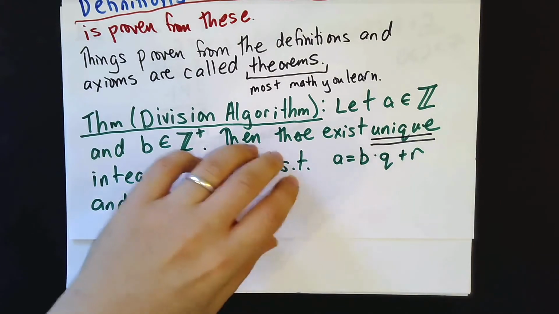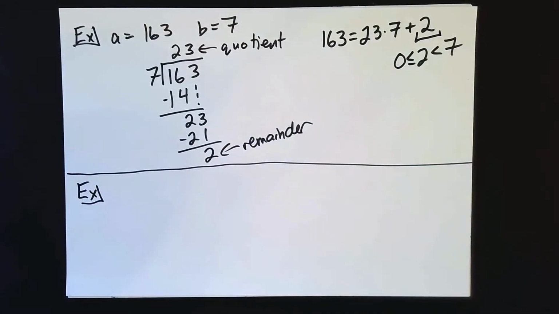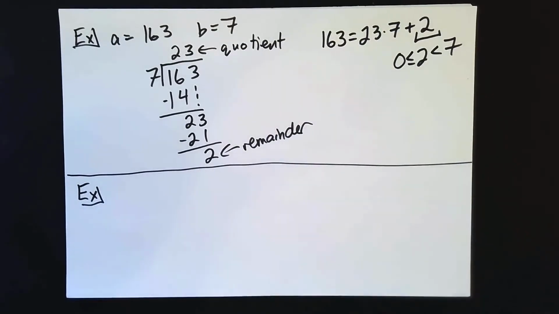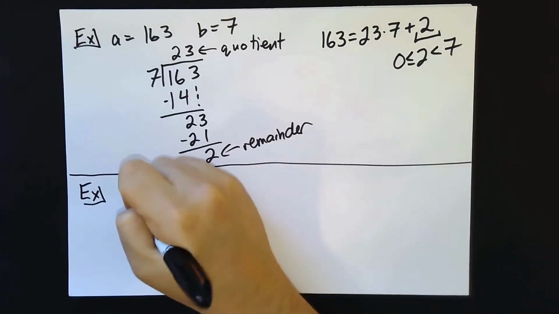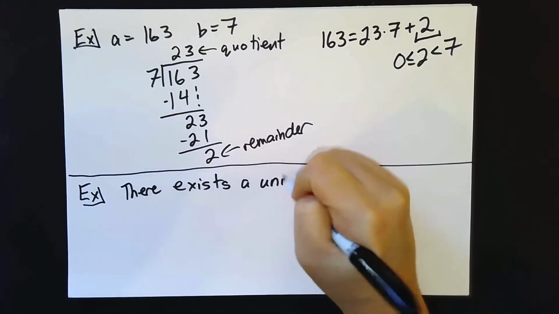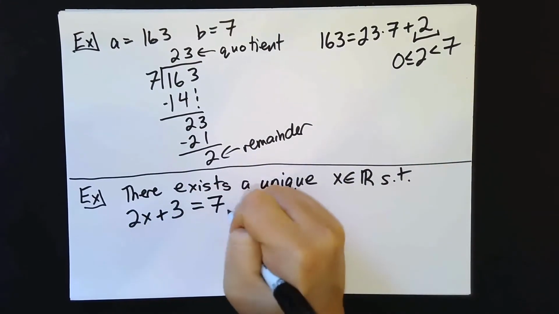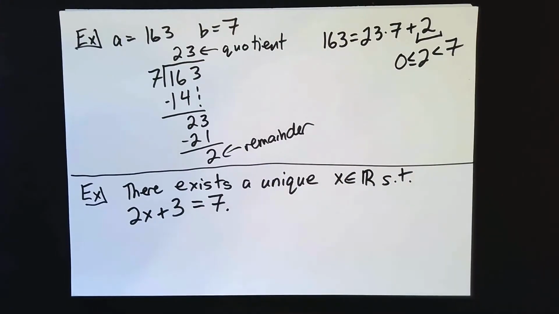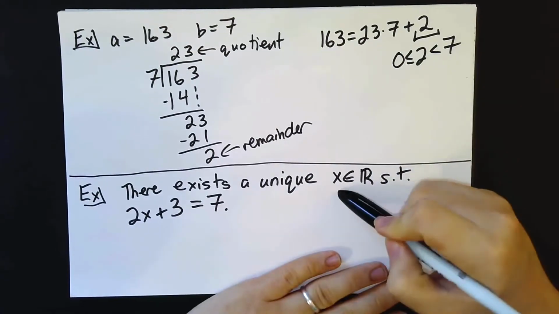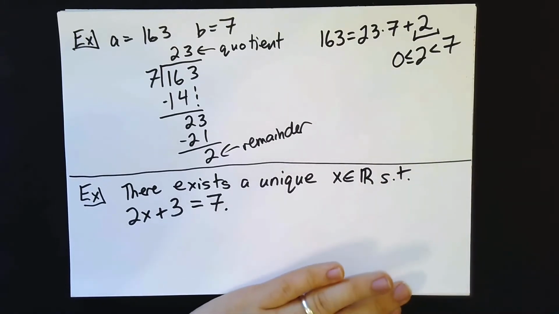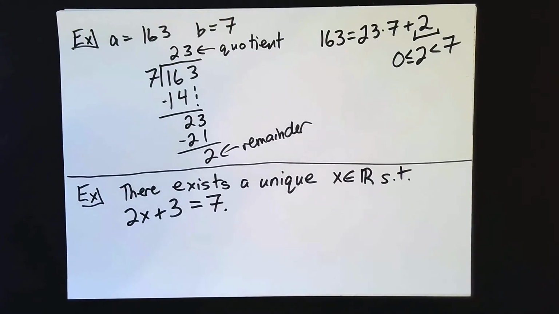Before we leap back into more applications of the division algorithm, and I explain why exactly it is that we're talking about it right now, let me give you an example of a there exists a unique statement that you've probably seen before. So here's a true statement that uses this there exists a unique quantifier. Namely, there exists a unique real number x such that 2x plus 3 is 7. And I want to think about how you would go about proving this.